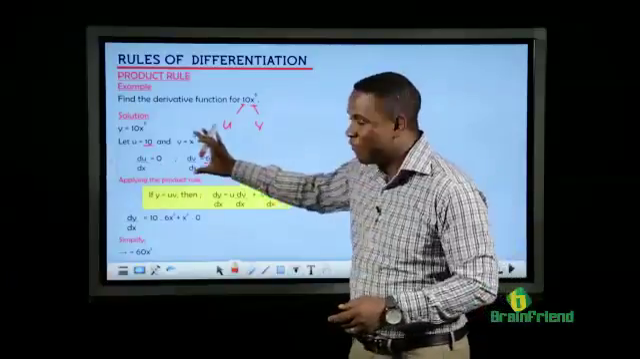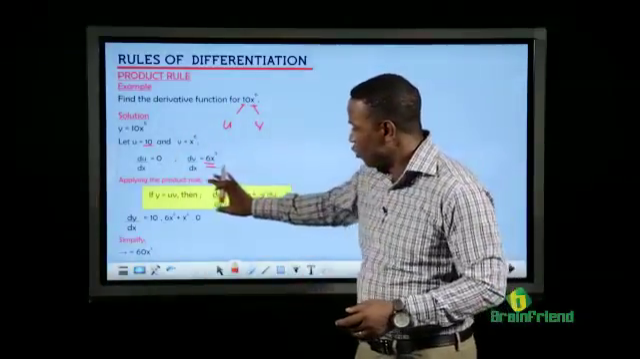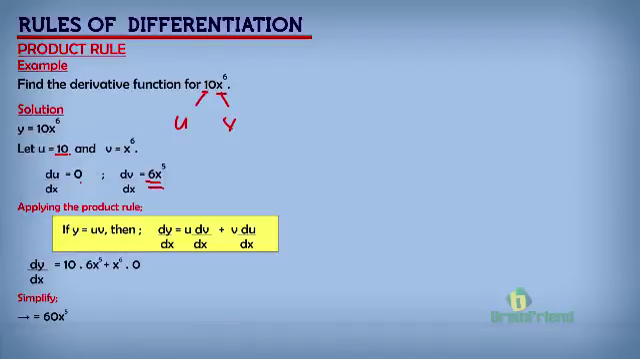So now we have all our factors in place. Let's follow our rule. The rule states that the differentiation of the product of two functions is u multiplied by dv dx plus v multiplied by du dx. We know what u is. Our u here is 10. We know what dv dx is. Our dv dx is 6x raised to power 5. We know what v is. Our v is x raised to power 6. And we know what du dx is. Our du dx is 0. So all we need to do is input our values into our formula, and then we have our answer.